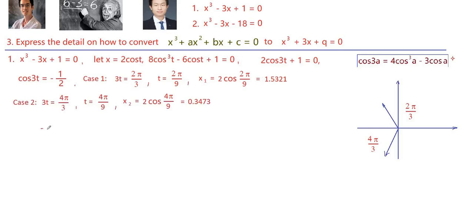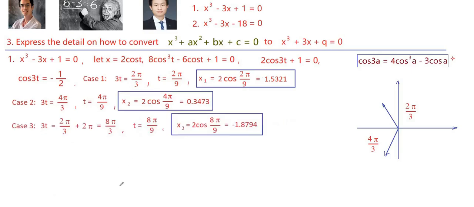Case 3, 3t is equal to 2 pi divided by 3 plus 2 pi. That means it goes around another circle. And we get 8 pi divided by 3, and t is equal to 8 pi divided by 9, and x3 is 2 cosine 8 pi divided by 9. Seems this method is very quick.